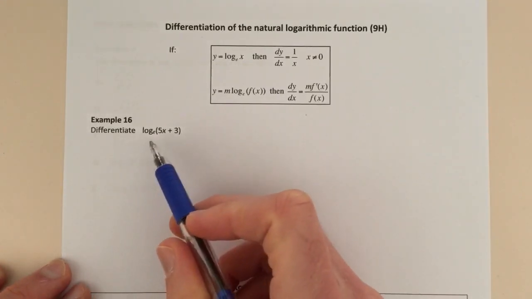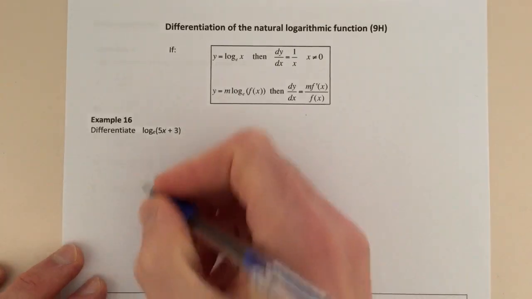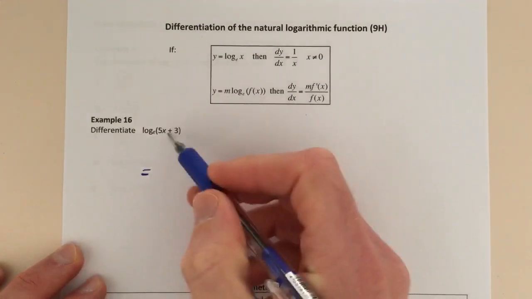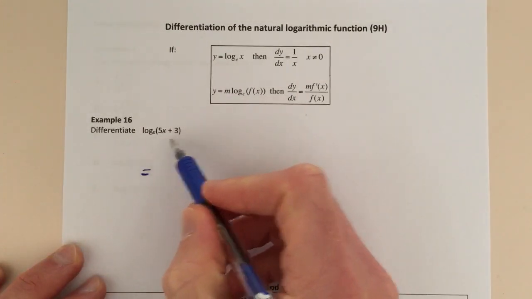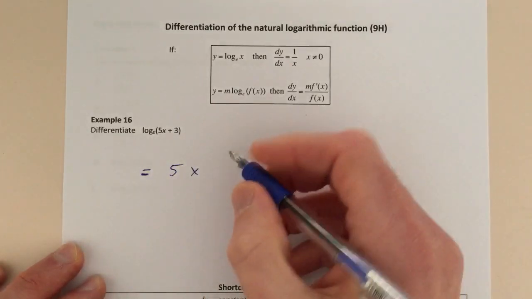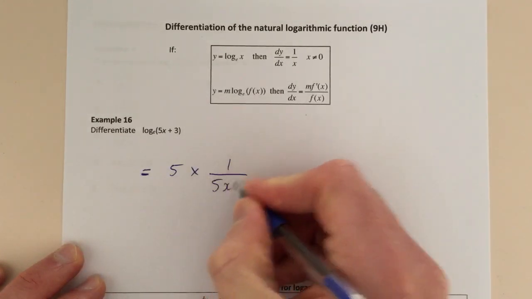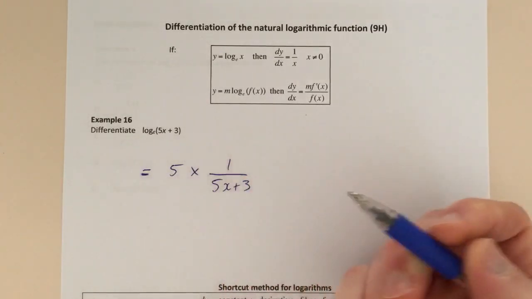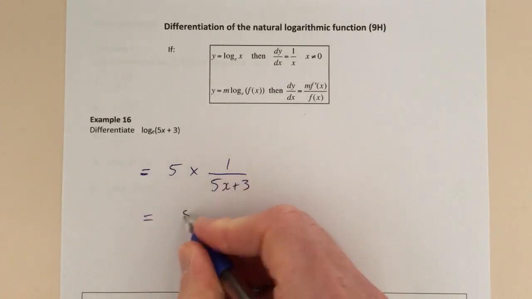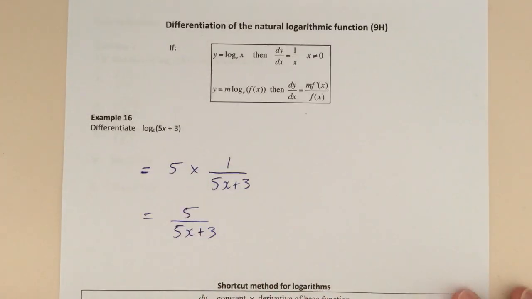So if we're asked to differentiate log e of 5x plus 3, one way you can think of it, if you're applying the chain rule, is that you're just going to multiply by the derivative of the bracket, and the derivative of 5x plus 3 is 5. So it's 5 times 1 over whatever was already there, 5x plus 3. Think of that as 5 over 1 times this fraction, you just put the 5 on top. So it's 5 over 5x plus 3. So that's the short way of getting there.